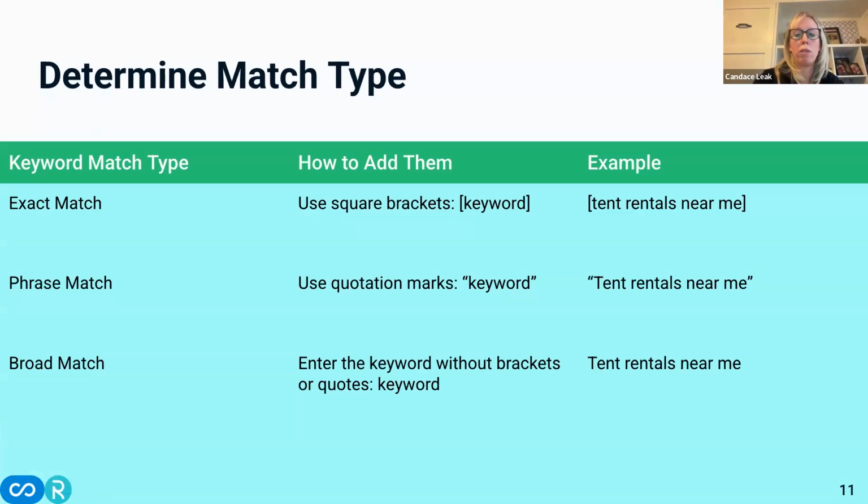So the first type of match is an exact match. This allows your ad to show up only when search queries very closely match your keyword. By the way, it's not really exact. It's very closely matched. This gives you highly targeted traffic, but it can limit your reach if your keywords are too specific.